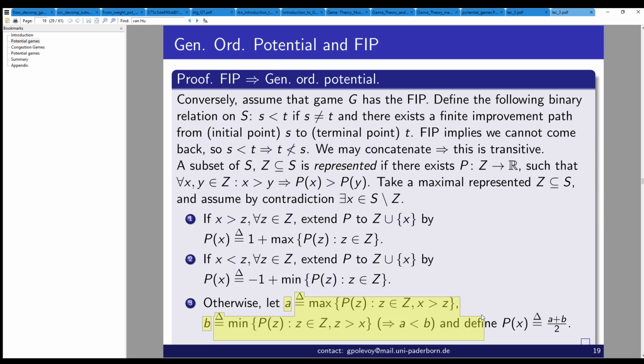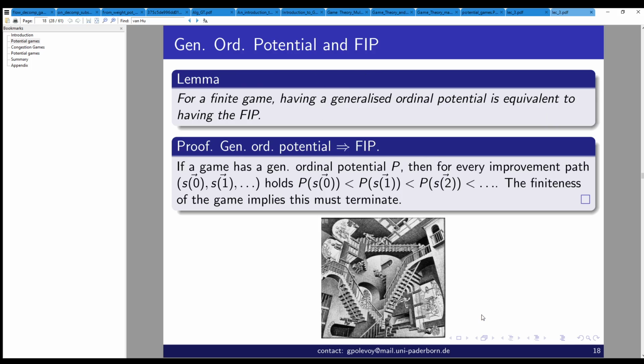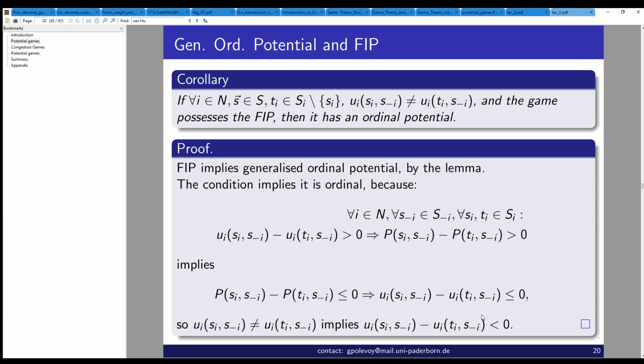So in any case, we can extend this Z, and therefore it contradicts the maximally represented subset, which is not all S, so it has to be all S. So therefore S can be maximally represented, and that basically means that the game has a generalized ordinal potential. So we have proven that a finite game has a generalized ordinal potential, with the weakest definition we started with, if and only if this game has a finite improvement property. So not like in the picture by Escher. Okay.